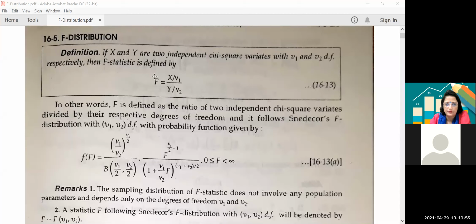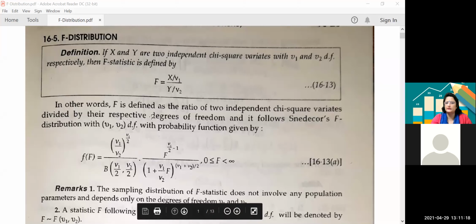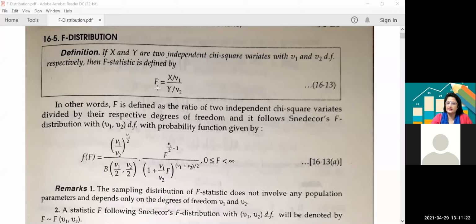First of all, we have to define the F variate. What is the F variate? If x and y are two independent chi-square variates with nu1 and nu2 degrees of freedom respectively, then the F statistic is defined as F, the ratio of the two independent chi-square variates divided by their respective degrees of freedom.